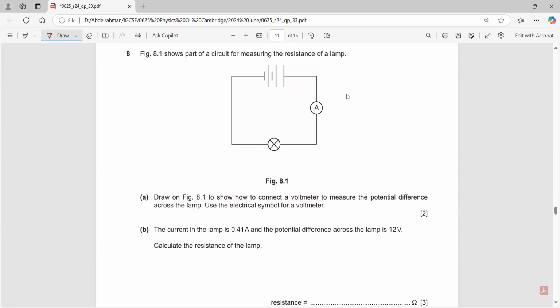Figure 8.1 shows a part of the circuit for measuring the resistance of the lamp. We have a lamp, we have a battery and a meter. Draw or show how to connect the voltmeter to measure the potential difference across the lamp.